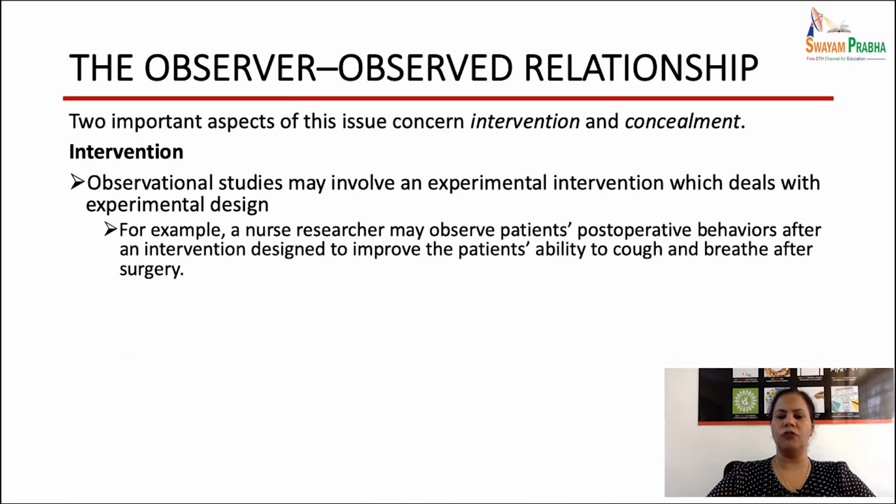Observational studies may involve an experimental intervention, which deals with the experimental design. Many times we introduce some intervention and then we observe the patient's outcome after that intervention. For example, a nurse researcher may observe the patient's post-operative behaviors after an intervention designed to improve the patient's ability to cough and breathe after surgery. Here the intervention has been provided, and then you observe whether there is any improvement in the patient's condition or not.